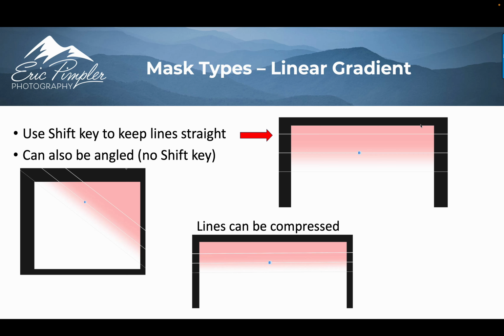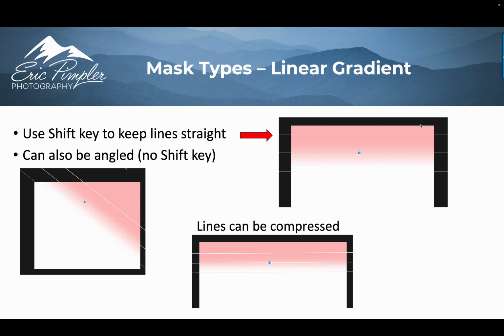All right, so when you initially draw a linear gradient, the first thing you need to do is decide whether you want straight lines or angled lines. If you want a straight line, for example, if you're going to draw from top down, typically that would be used to create a mask for your sky. To do that, you're going to need to make sure you hold the Shift key down on your keyboard when you draw the linear gradient. If you don't hold the Shift key down, then you're not going to get straight lines, which is sometimes exactly what you want.